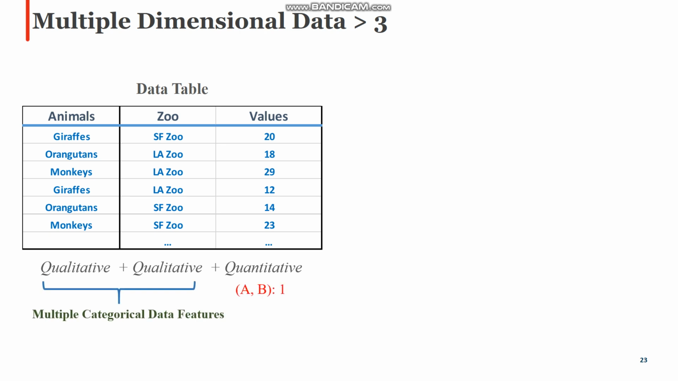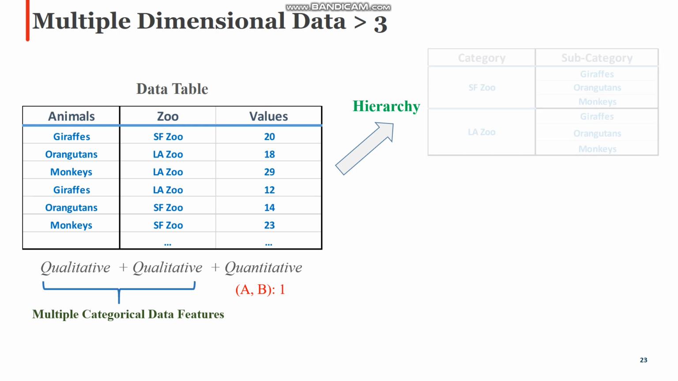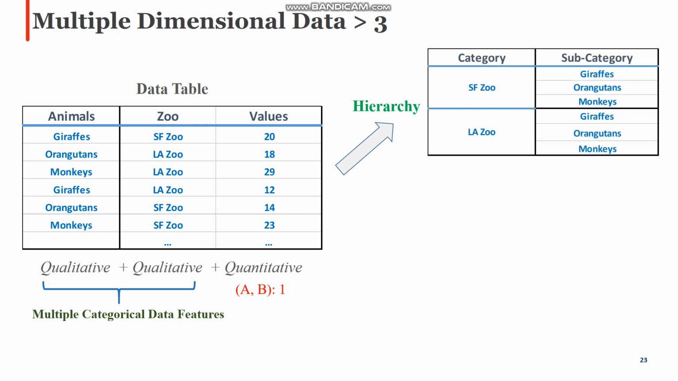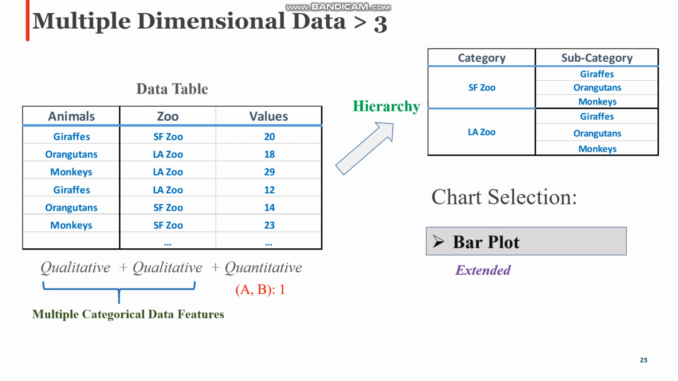Usually when we have multiple qualitative data variables, it's important to create a hierarchy for them. Like you have a main category, and under that main category you may have a subcategory. This is very like the pivot table in Excel. So we may create a main category that is the zoo, and under each zoo we have various subcategory animals, or vice versa. Next, we can create an extended bar plot to visualize this.